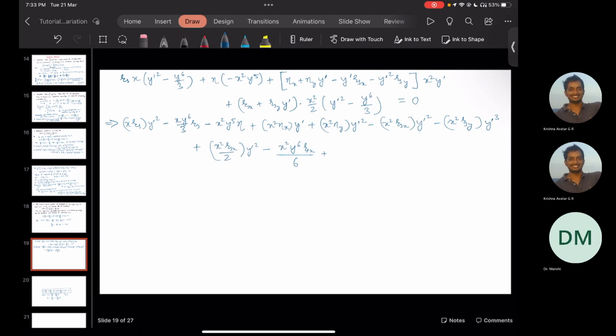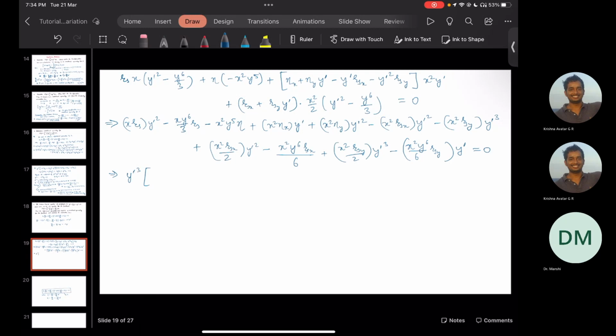Plus x squared xi y by 2 into y prime cubed, minus x squared y to the power 6 divided by 6 into xi y, and this multiplied by y prime squared by 6. Okay, now let's collect all the terms.